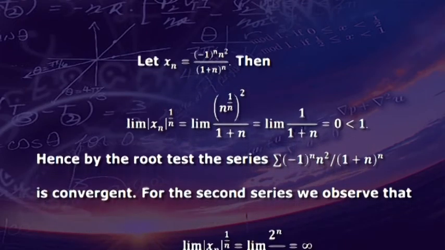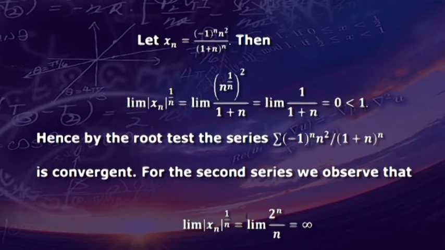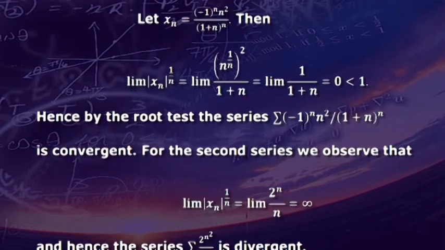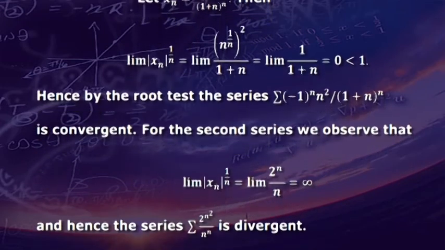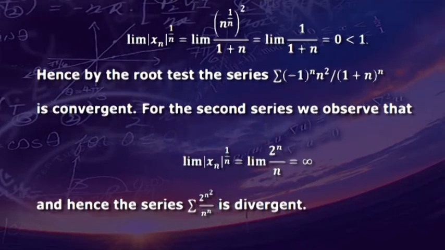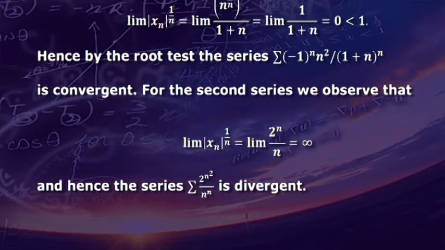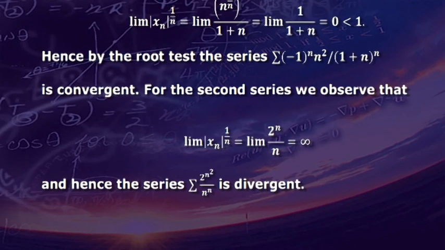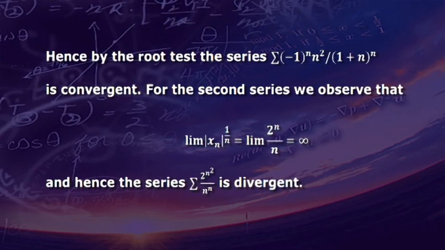(n^(1/n))^2 divided by 1 plus n, and this is the same as the limit of 1 over 1 plus n, which is 0, which is less than 1. Hence, by the root test, the series sigma (-1)^n n^2 divided by (1 plus n)^n is convergent.